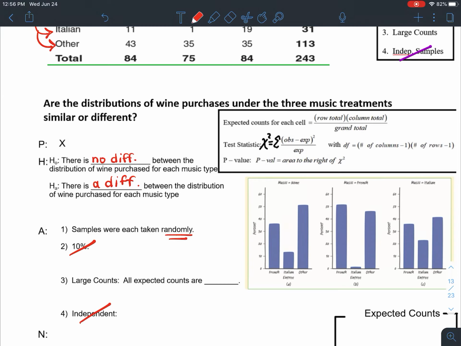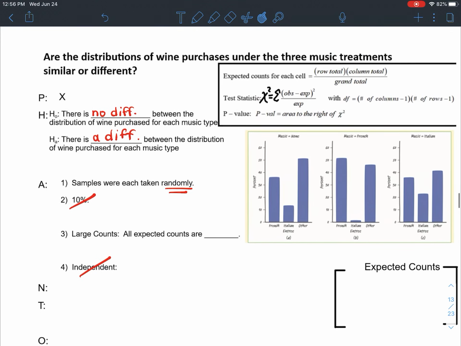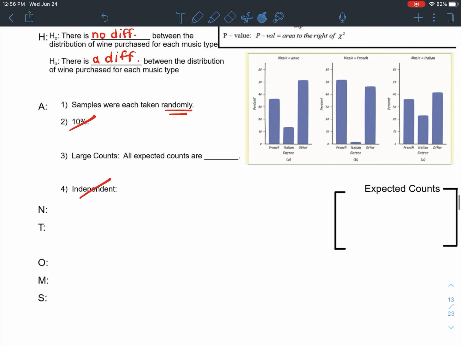Okay, we do need to get the expected count. We need to show that they all are at least 5. Okay, but you have to show what they are. All right. So as we do this, and you can look up above, I have to scroll down below here a little bit, but to fill in each of these, and it is very important, please remember that for expected counts, you should never round.